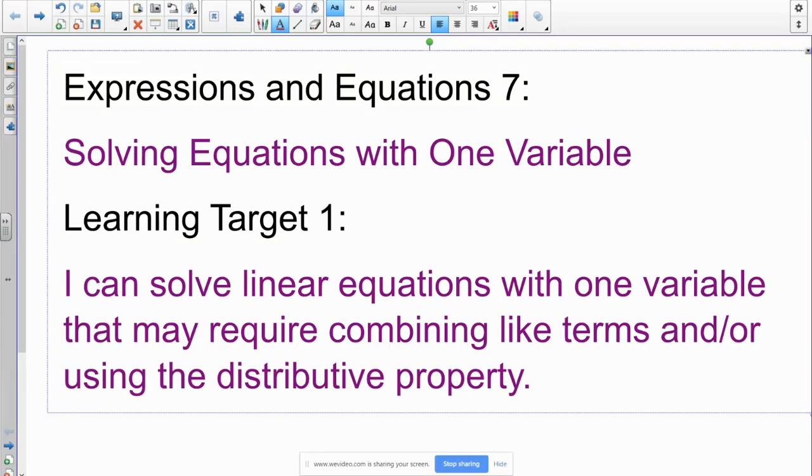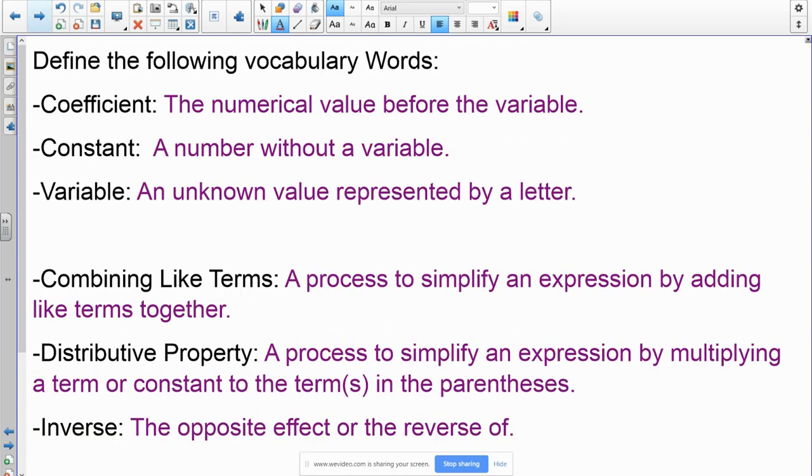Expressions and equations. Number 7, solving equations with one variable. Our first learning target in this standard is I can solve linear equations with one variable that may require combining like terms and or using the distributive property. So the first thing we're going to do is define some words here.